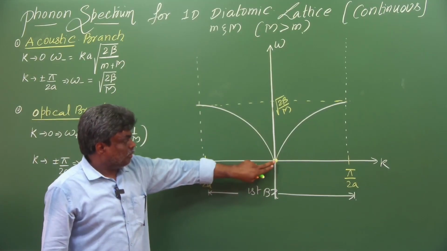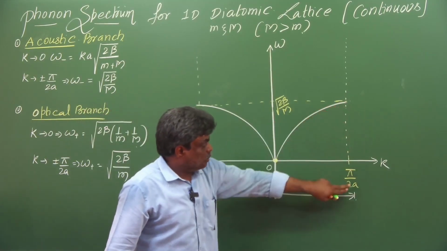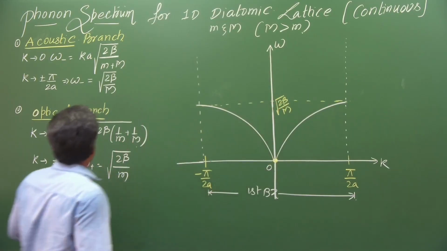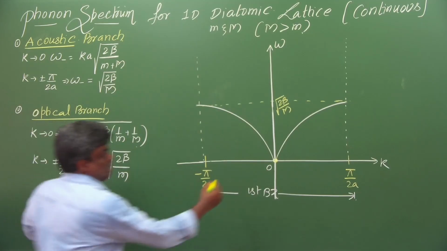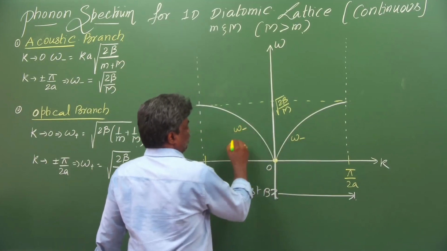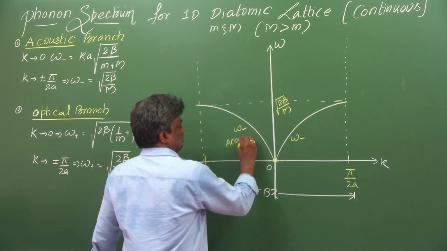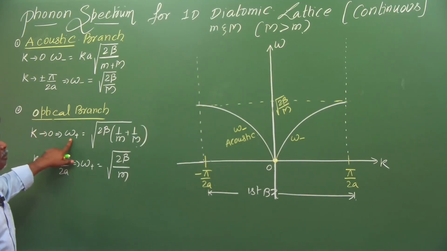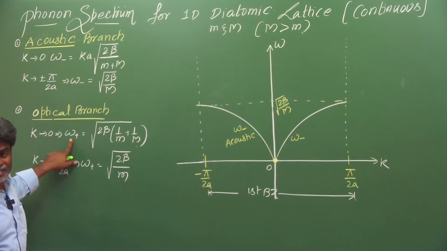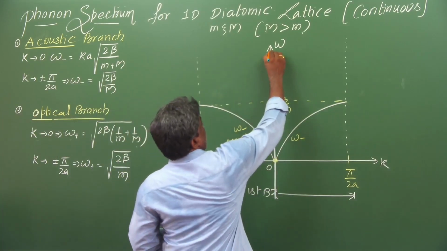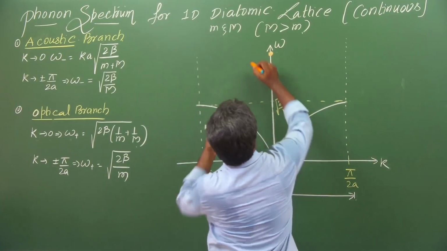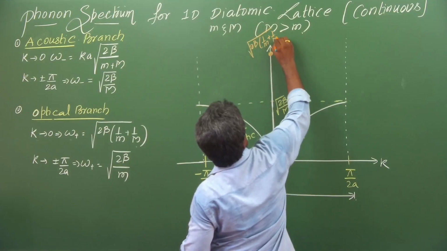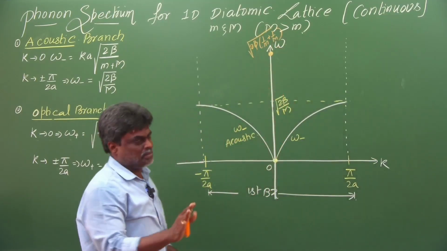At K equal to 0 we have the frequency 0. At K equal to zone boundaries we have under root 2 beta by capital M. Good. Next, come to the optical branch. This is omega minus. Which branch is it? Acoustic. Now optical branch, at K tends to 0, your omega plus is independent of K. That means is it a constant? It's a constant. How much is it? Under root 2 beta, 1 by small m plus 1 by capital M. Otherwise M plus m by small m capital M, anything you can write.